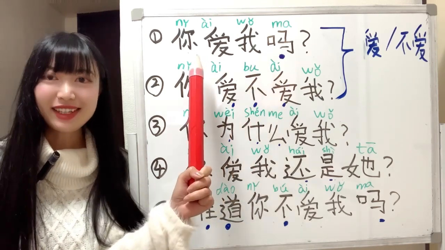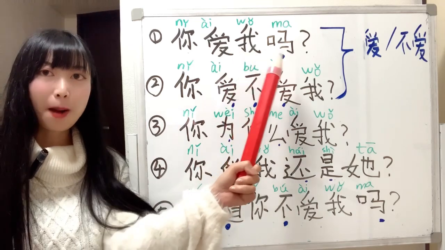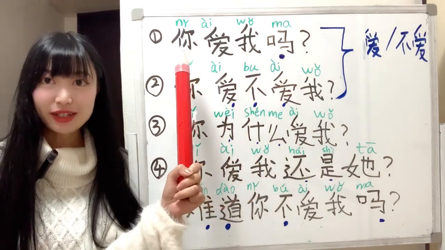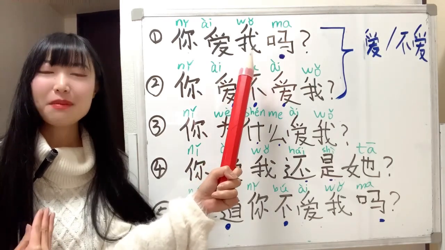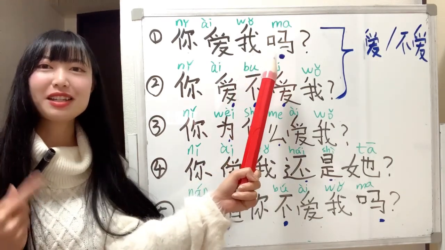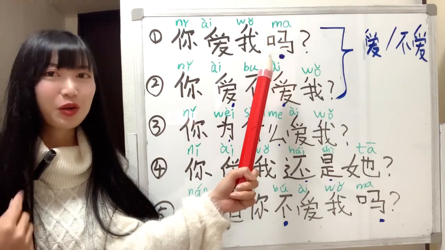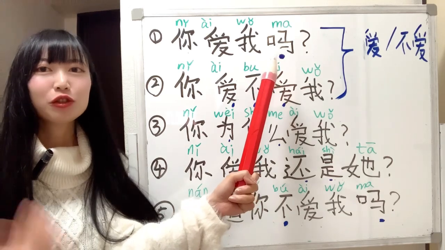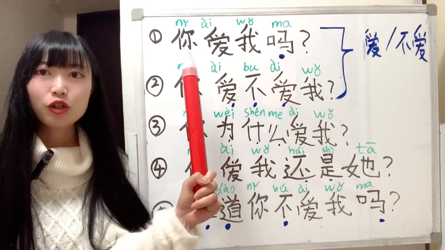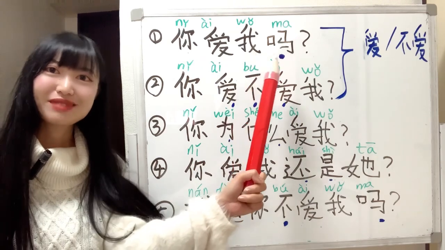It's 你爱我吗? 你 means you. 爱 means love. 我 means me. 吗 is a question mark, which is a yes or no question mark. So, do you love me? It's you love me, right?